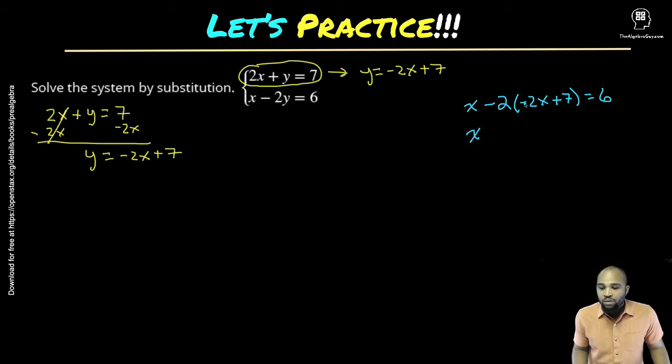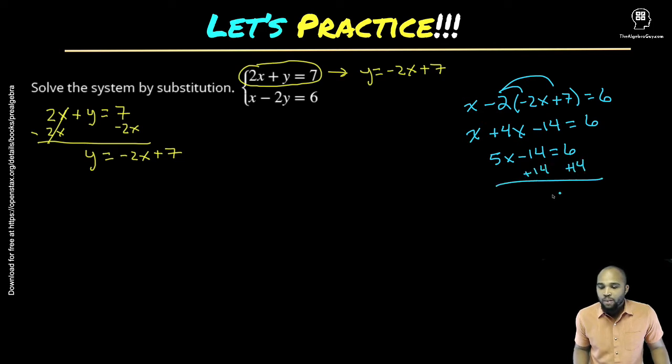x, and negative 2 times negative 2x is plus 4x. And we distribute here as well, negative 2 times 7 is negative 14, equals 6. Let's combine our like terms to give us 5x minus 14 equals 6. Add 14 on both sides to get our x by itself. That gives us 5x equals 20. Divide by 5, divide by 5. x is equal to 4.